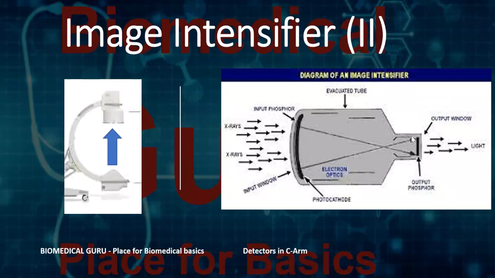These energized electrons will form the image on another output phosphor plate, which will convert the electrons into photons, which is the light, which is the image. The image is captured by a camera here, and the captured image will be sent to the imaging system in a C-arm. This is how an image intensifier works.